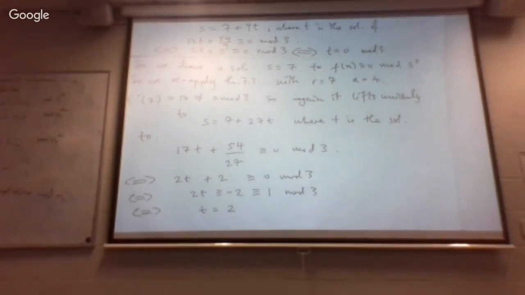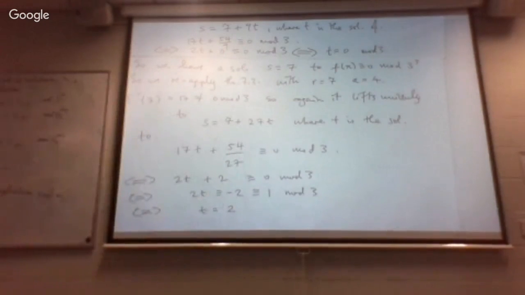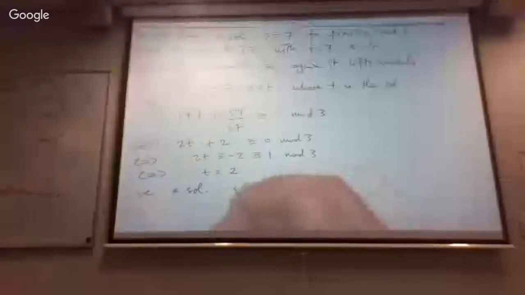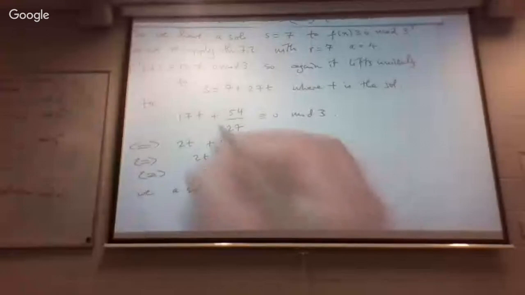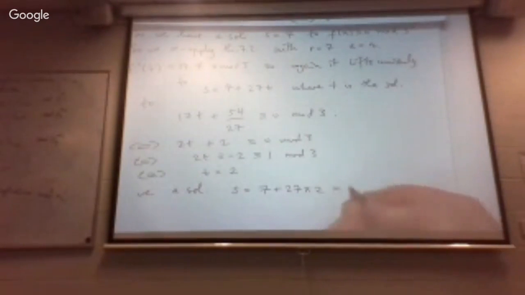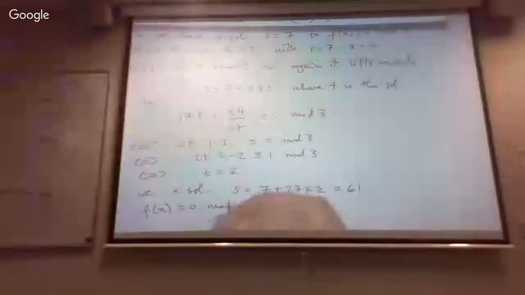It's the unique solution to this. So that's our final t value, and that's going to feed in here to give us our new solution S. So we have a solution S equals 7 plus 27 times 2, which is 54 plus 7, 61. To our original problem now, f of x congruent to 0 modulo 81.